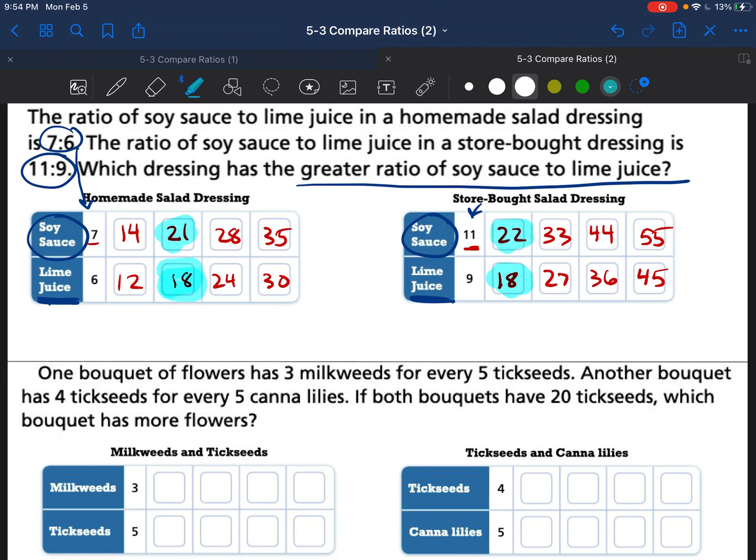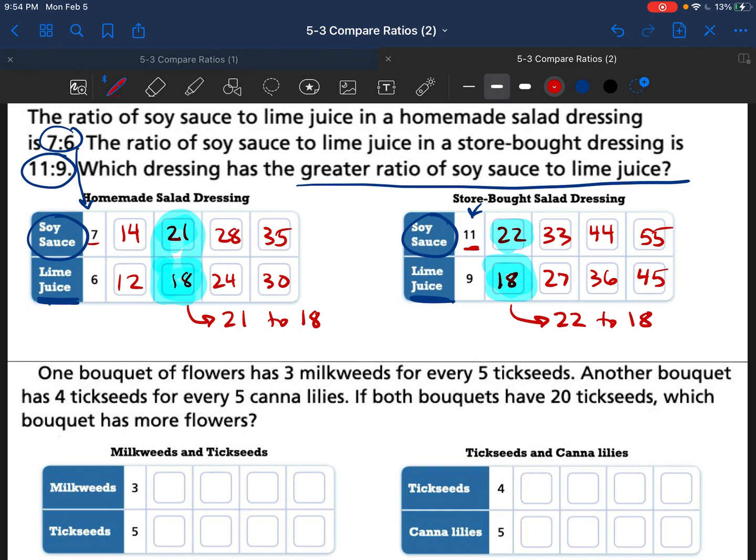So in this case, we're comparing the 18, and we see that the 18 is both in lime juice. So that's what we're looking for. We don't want to compare an 18 in lime juice and an 18 in soy sauce. We want them to be for the same part. So that's good. We're going to use those two ratios. So we have 21 to 18, and then we have 22 to 18.